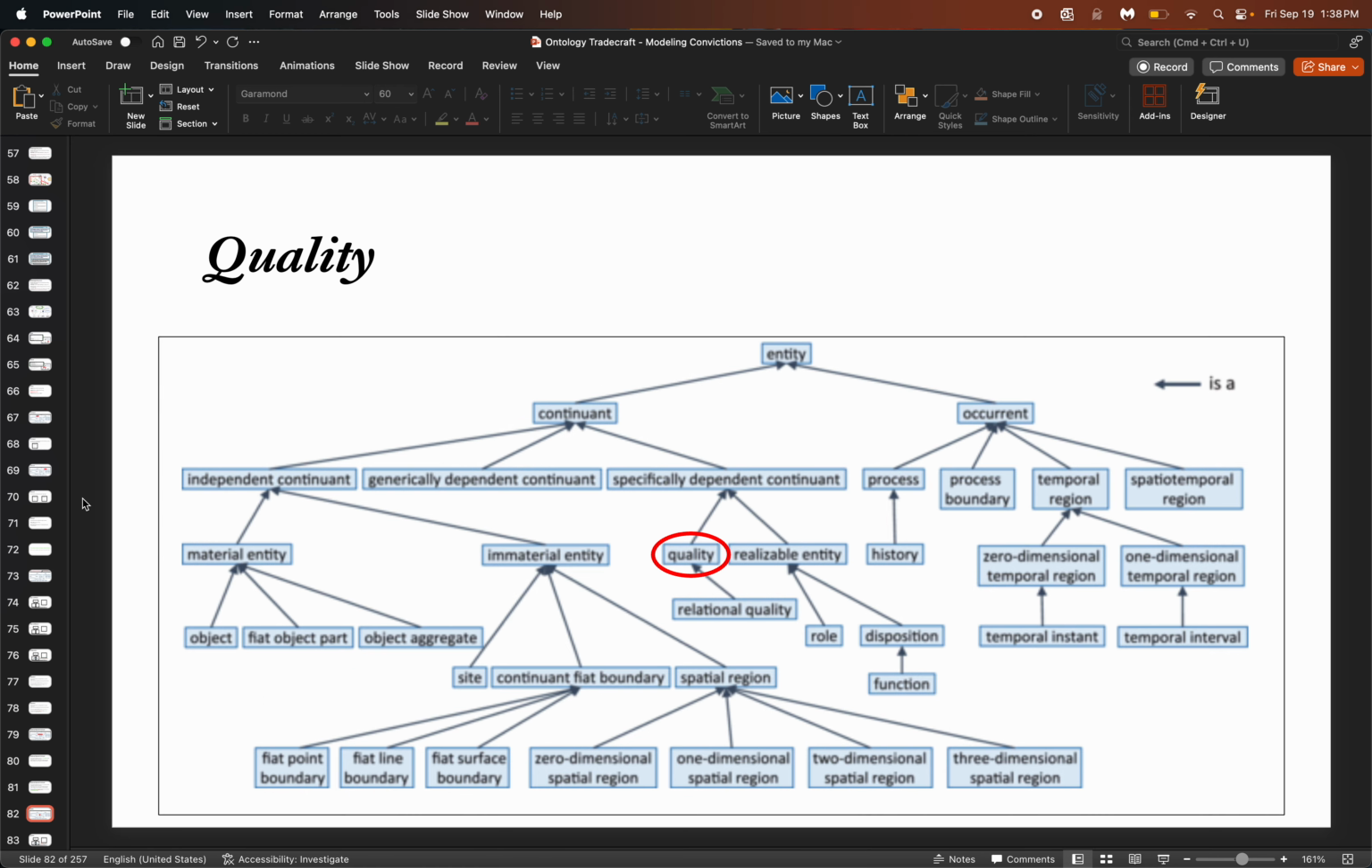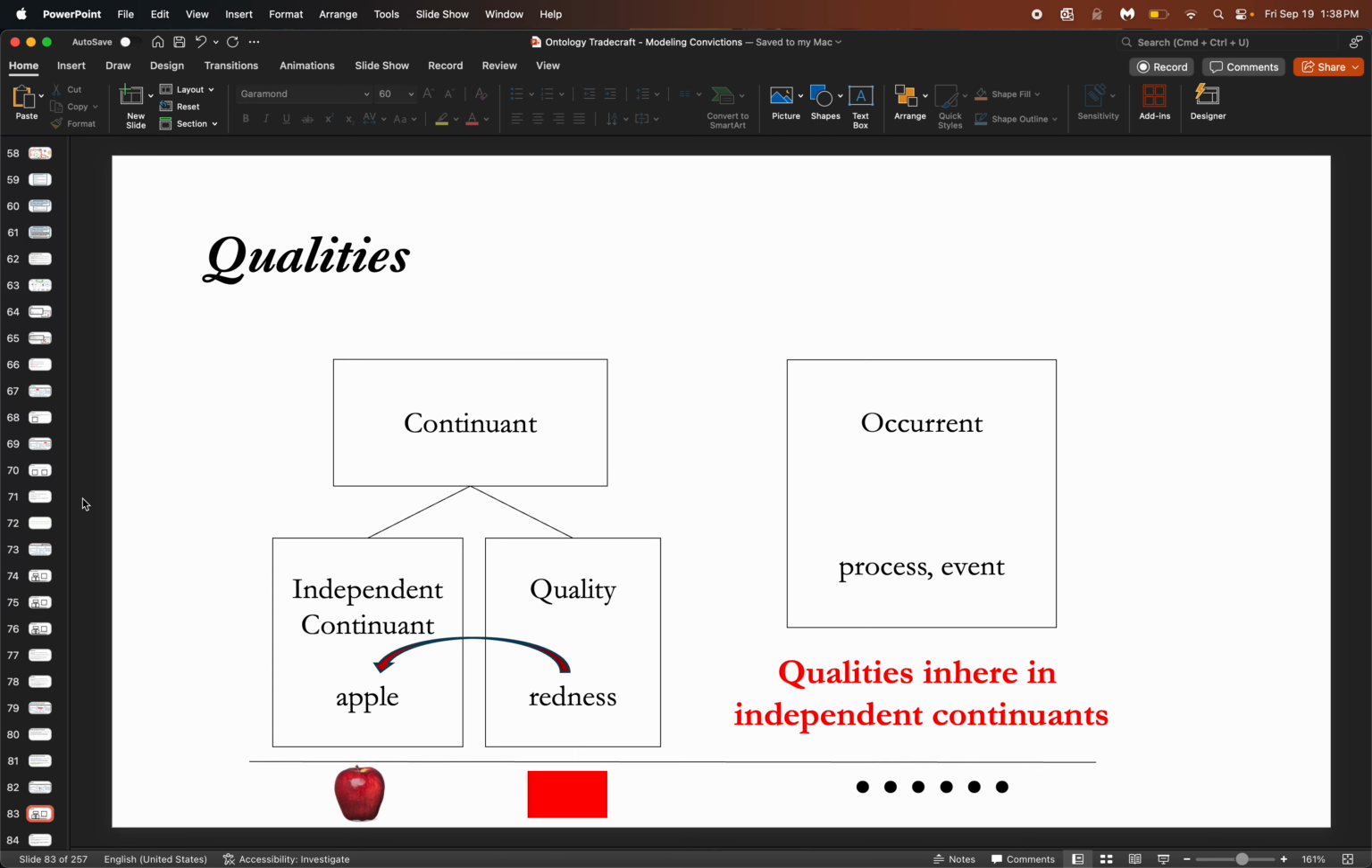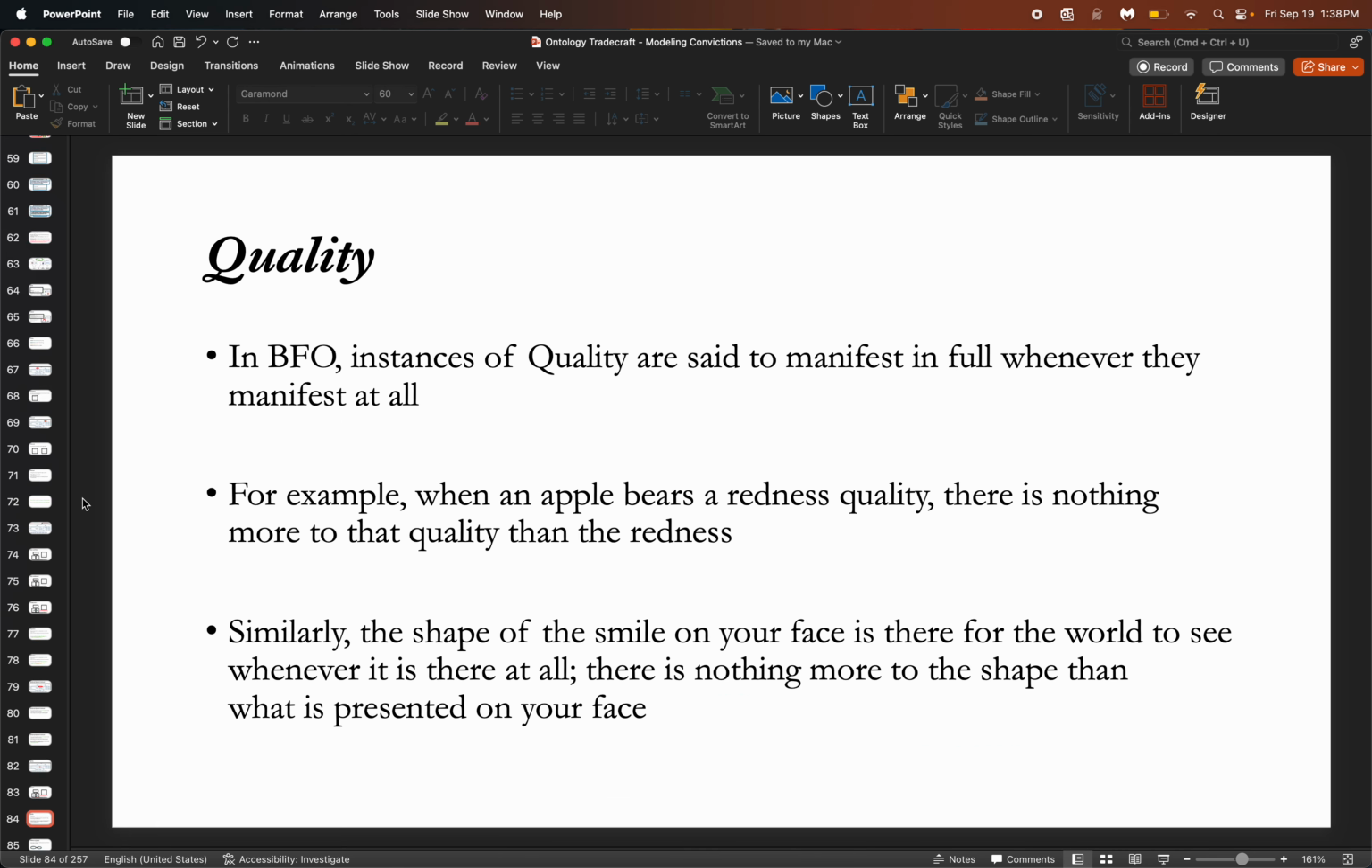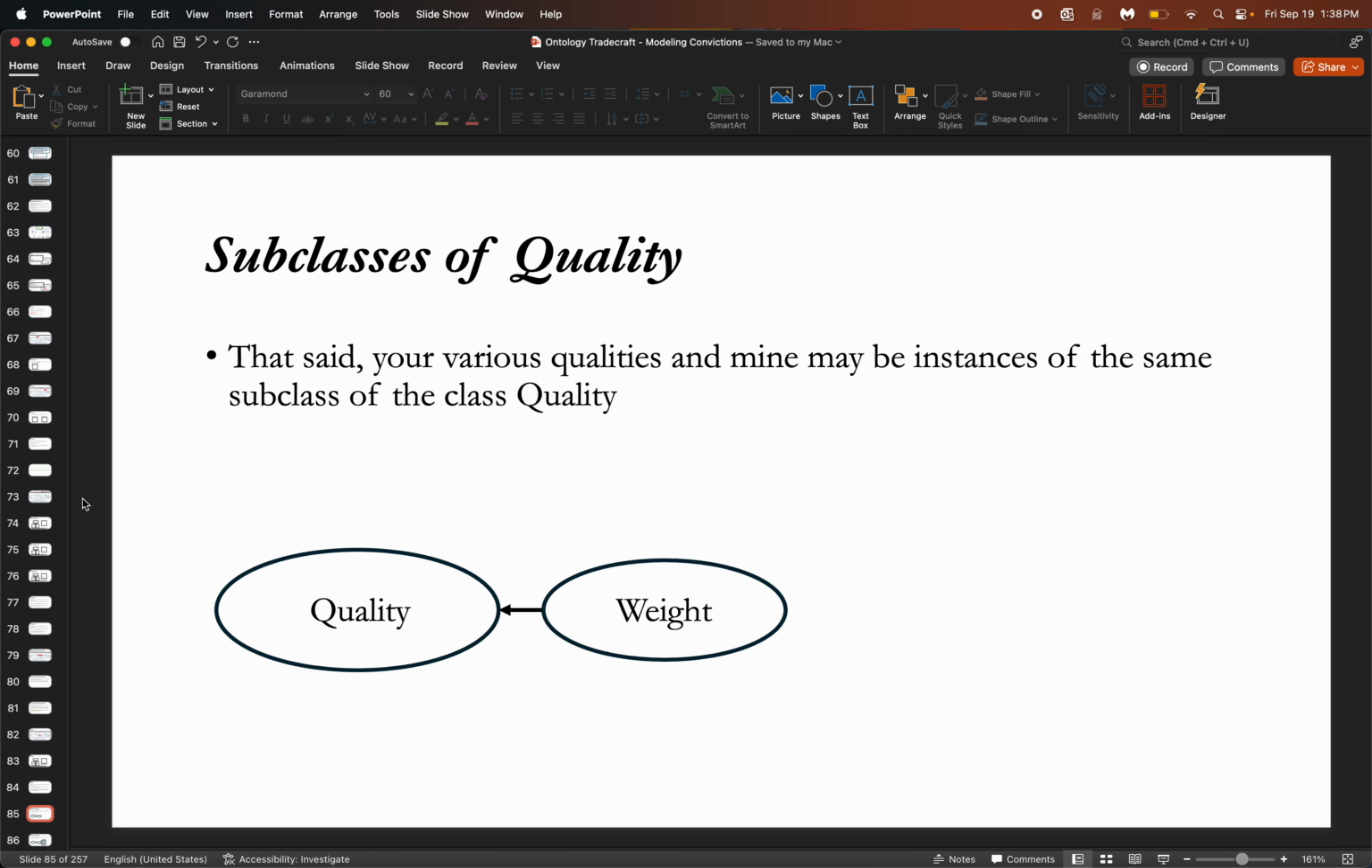Under specifically dependent continuant is the class of qualities, and these are qualities that inhere in independent continuants, like the redness of an apple, as you can see here. Instances of quality are said to manifest in full whenever they manifest at all. For example, when an apple bears redness as a quality, there's nothing more to the quality than the redness. Similarly, the shape of your smile on your face is there for the whole world to see whenever it's there at all. There's nothing more to the shape than what's on your face.